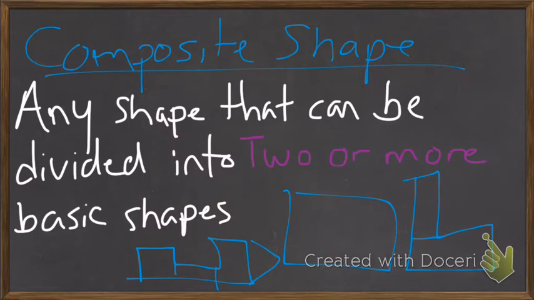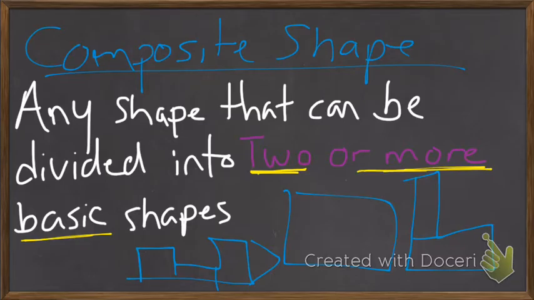Anyways, we're going to continue. So a composite shape is any shape that can be divided into two or more basic shapes. What do you mean by two or more basic shapes? How does it work? Show me. Oh, show you what it is.